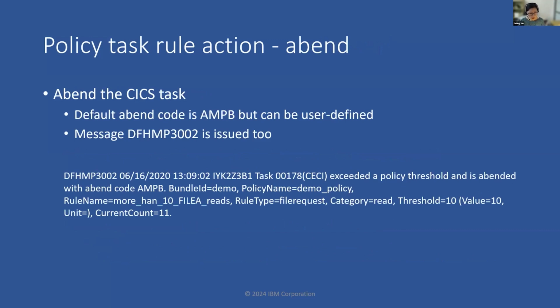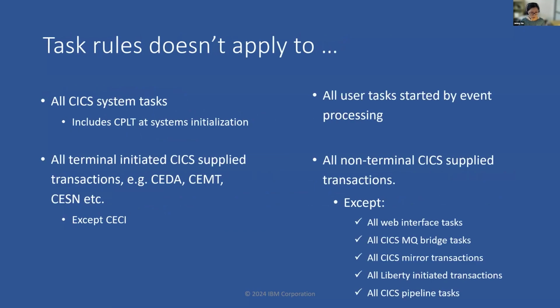One particular action is that we can also abandon a CICS task if you want. Apart from abandoning the task, a message called DFHMP3002 will be issued. The task rule does not apply to all the CICS system tasks. There are some exclusions from that list, and it doesn't apply to terminal initiated CICS supplied transactions, except CEKL. So there are some exclusions there.